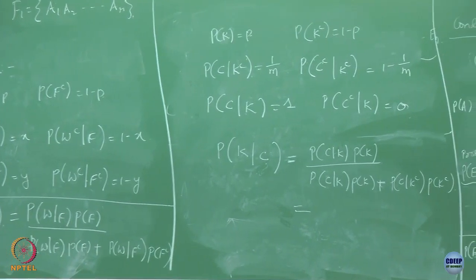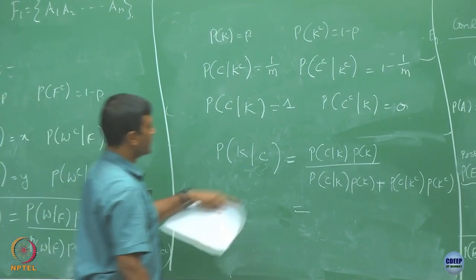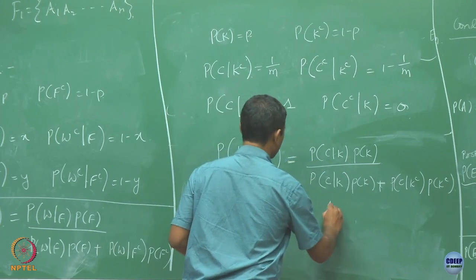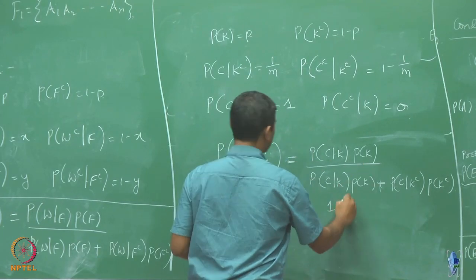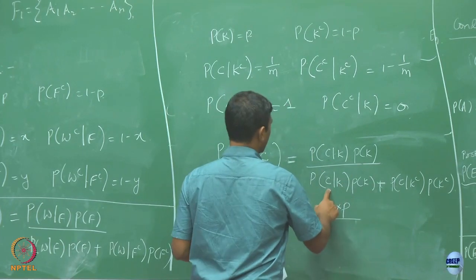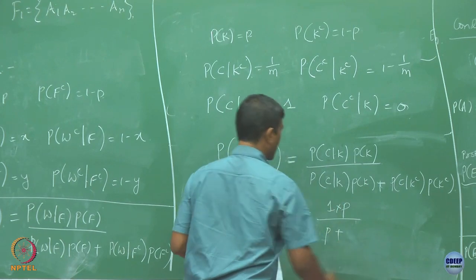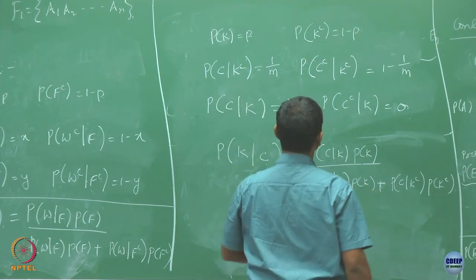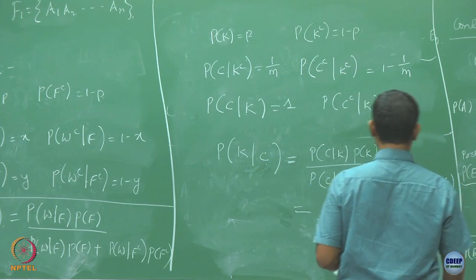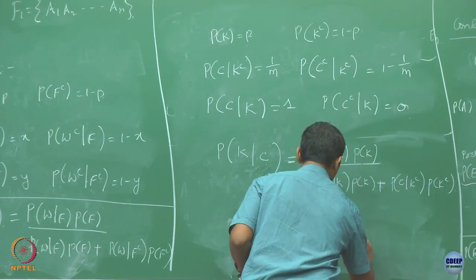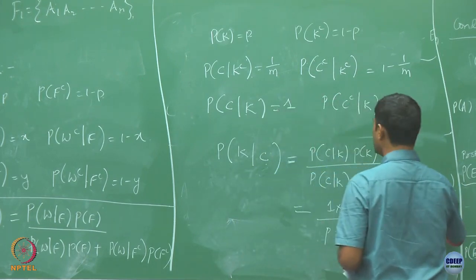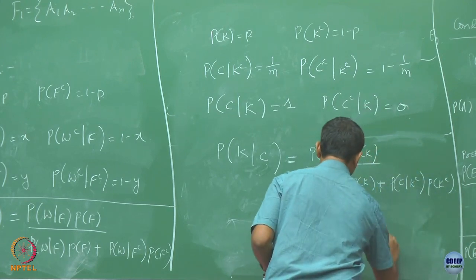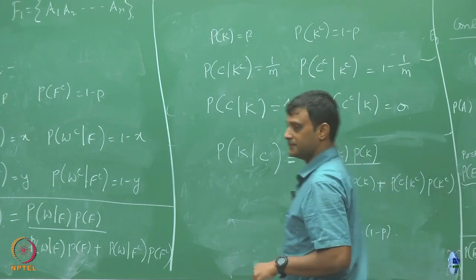So let's substitute these values. If you know it, it is correct. And what is P of k? It is P. And what is this? This is P plus what is C? K complement, 1 by m. And what is this? It is 1 minus P.